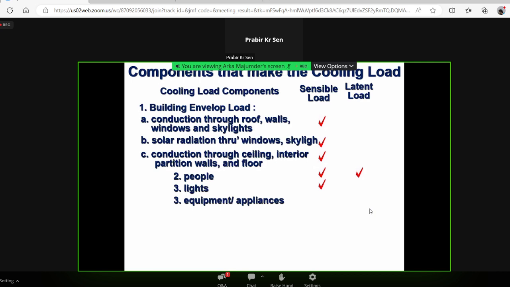Equipment and appliances. Next. Yes, it can give sensible and latent, mostly sensible. If it is computer and control panels, etc., it is sensible. But if we use any equipment which also deals with water, then it may give out some latent heat also. Next. Infiltration air. If there is infiltration, outside air coming in means it will bring in both raw heat, sensible heat, and moisture, that is latent heat. Next.